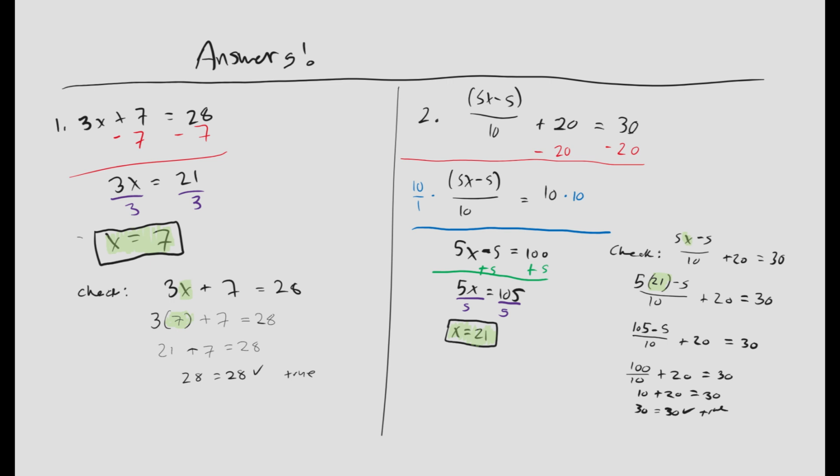Once I've got that answer, I'll plug 7 in for x. So 3 times 7 plus 7. 3 times 7 is 21. 21 plus 7 equals 28. That is true. 28 does equal 28. We have a correct answer at x equals 7.